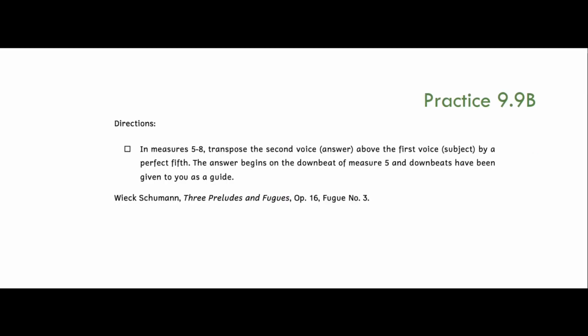Directions. In measures 5 through 8, transpose the second voice or answer above the first voice or subject by a perfect fifth. The answer begins on the downbeat of measure 5, and downbeats have been given to you as a guide.